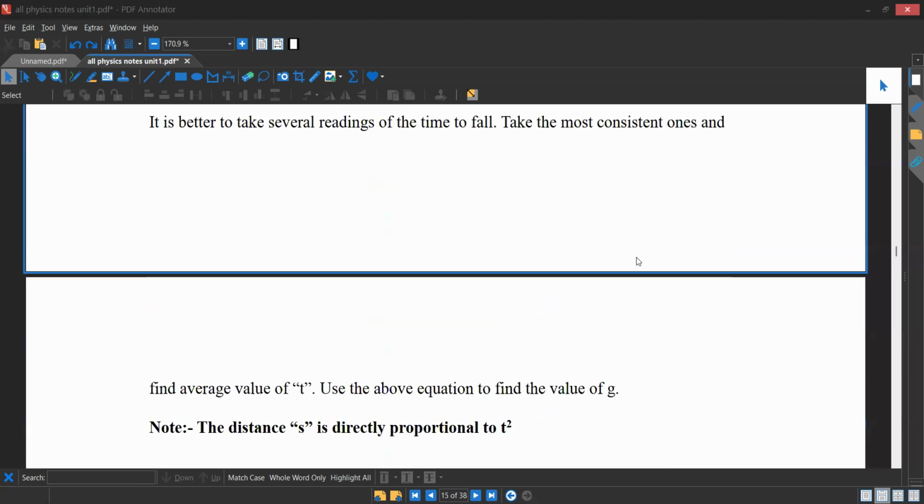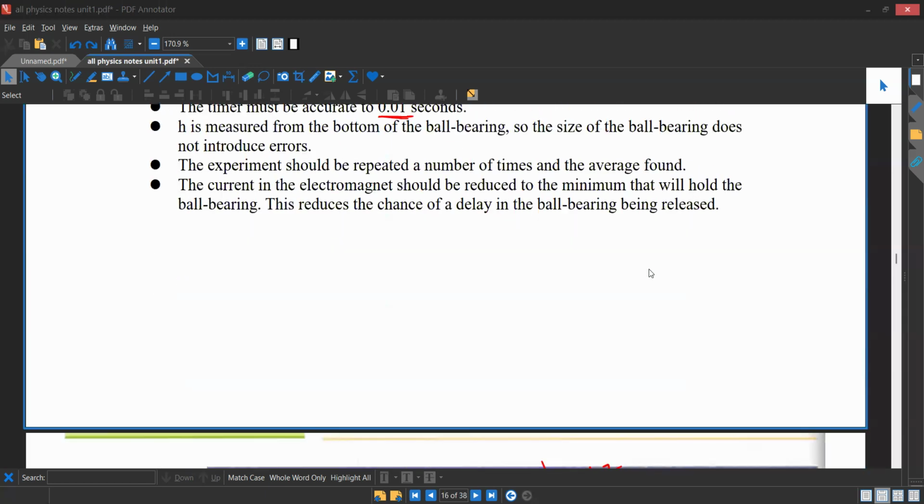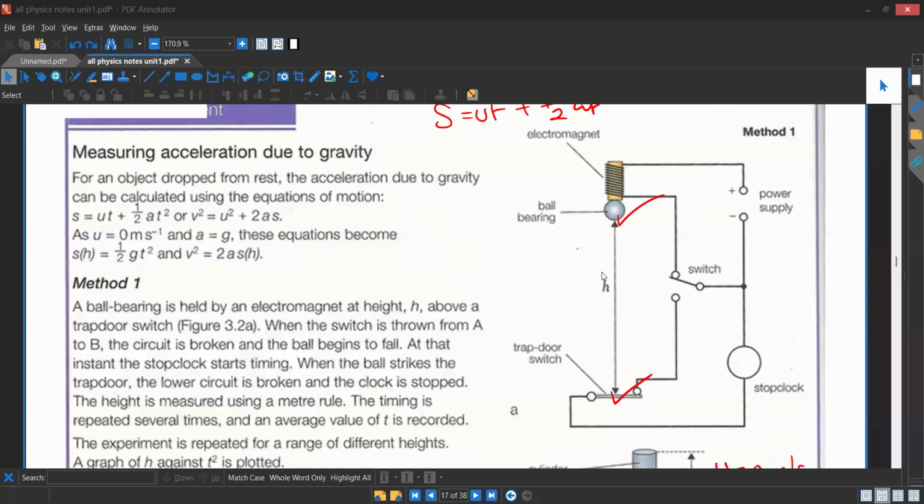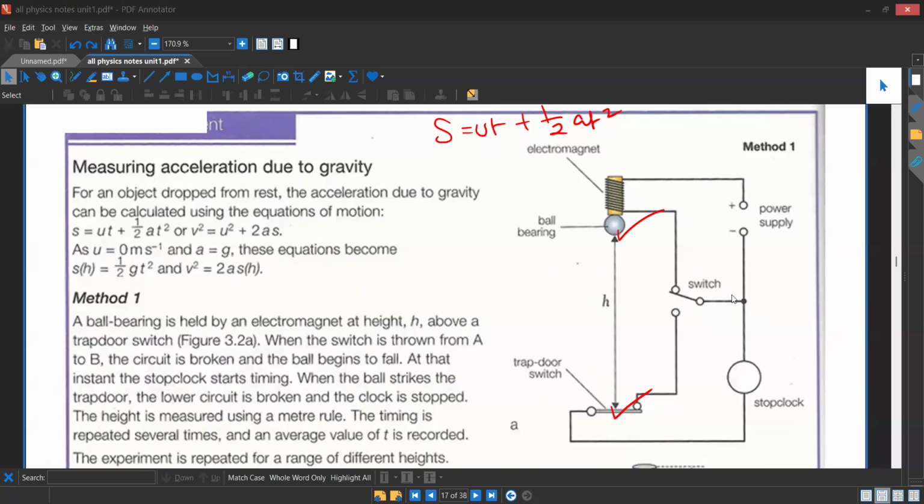Now we will learn another experiment like this. This is page number 17 from our notes. You have this experiment, which is exactly what I explained in the previous part, just a simplified diagram. If possible, do learn this diagram. The previous one was a 3D diagram. This is just a circuit diagram. If you want, you can learn it.